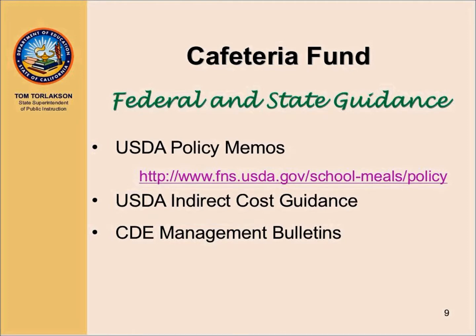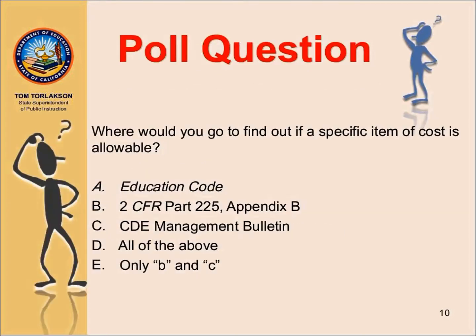USDA Indirect Cost Guidance, an excellent guidance manual that illustrates how indirect costs are calculated and applied. It also provides practical examples of specific items of cost. And the CDE Management Bulletins, MB. The MB announcements provide information related to the Cafeteria Fund, as well as all child nutrition program updates.